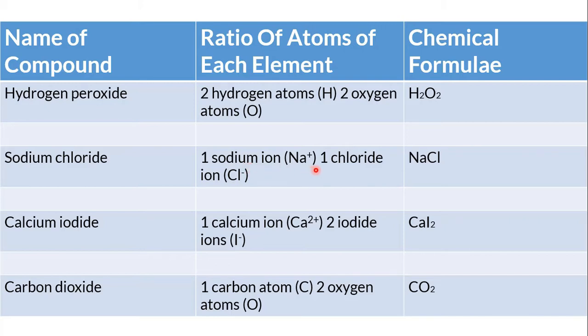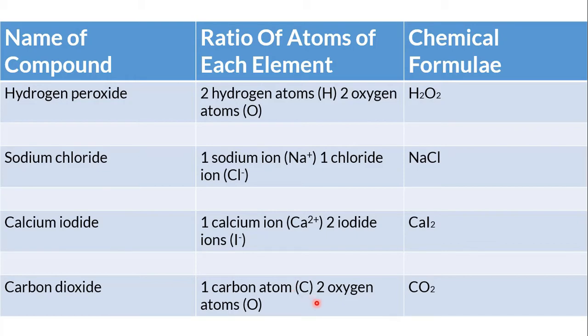Same happens in calcium iodide. For carbon dioxide and hydrogen peroxide, there's a sharing of electrons between the atoms here. So the atoms share electrons. There is no complete transfer. They share electrons to be stable. That is why we don't use ions here. You further go into this at the senior high level, studying chemical bonding and the rest.